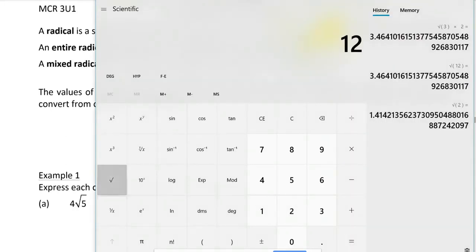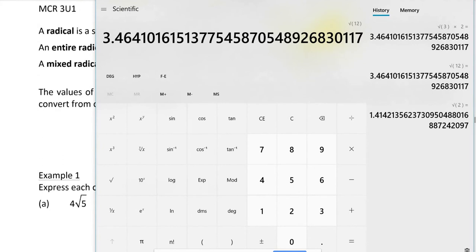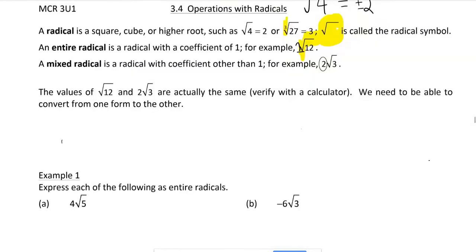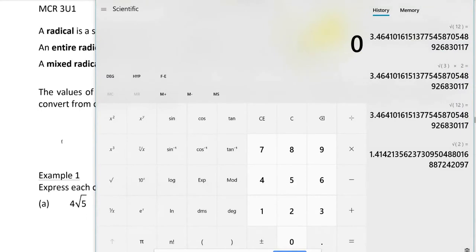you will get 3.4641101, a bunch of numbers. So let's just say 3.46. Let's remember that for a moment. Okay. What happens if, on this worksheet, we want 2 times the square root of 3? So let's see what that value is.